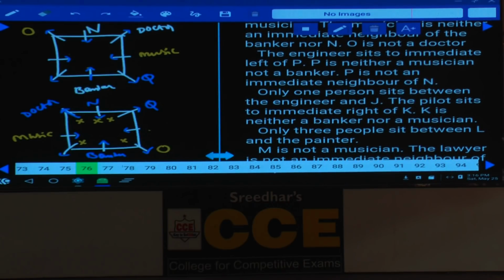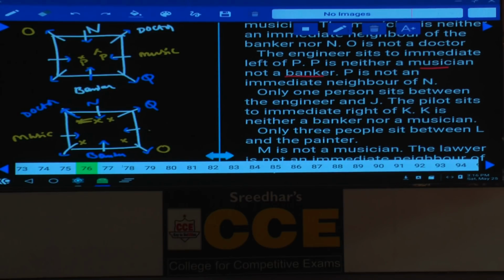Engineer sits to the immediate left of P. Now this engineer is seated to the immediate left of P, and P is neither a musician nor a banker. P cannot be here and P cannot be here. And similarly here also, P is not a musician.